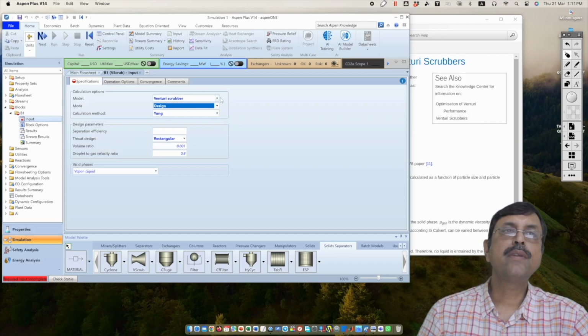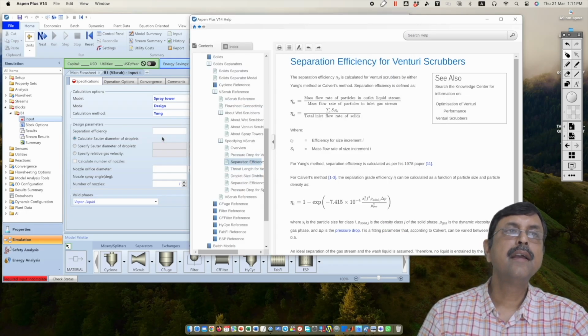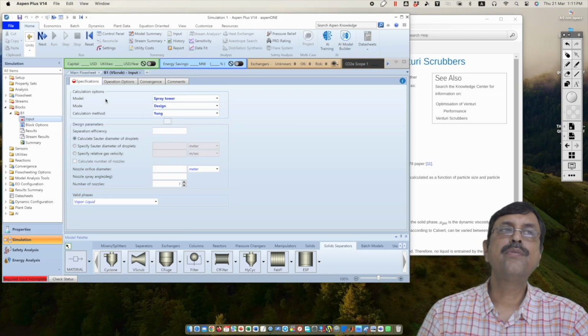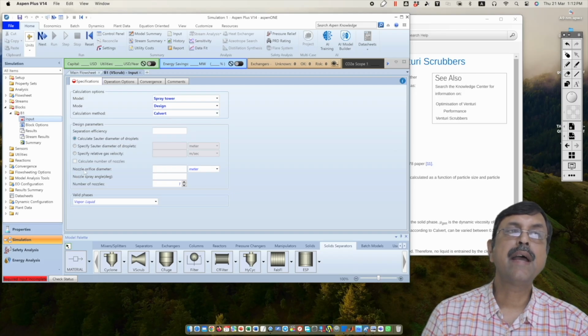Now this is about the Venturi scrubber. The spray tower scrubber is similar. The only thing is that the Young method is not useful for the spray tower. You have to use only the culvert method. The separation efficiency has to be put in order to do it in design mode. Now, you can calculate the sorted diameter of the droplet. Then you have to provide the nozzle orifice diameter and nozzle spray angle, and also the number of nozzles.